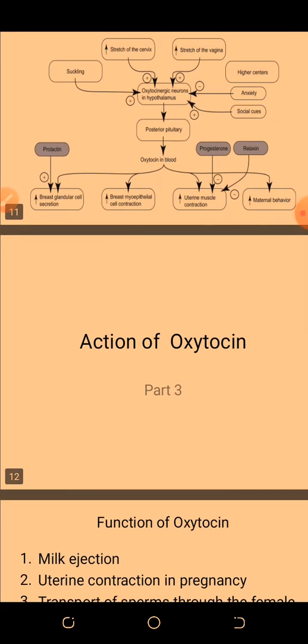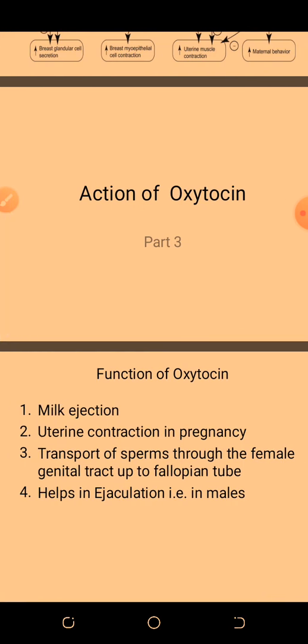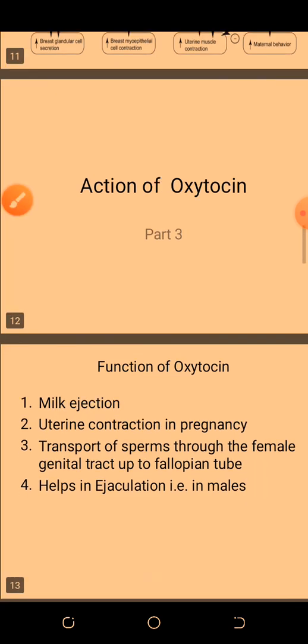So what are the actions of oxytocin? That is our part 3. It's important to know that it is involved in milk ejection from the breasts. It's involved in uterine contraction during pregnancy. It transports the sperms through the female genital tract up to the fallopian tube. It helps in ejaculation in males.